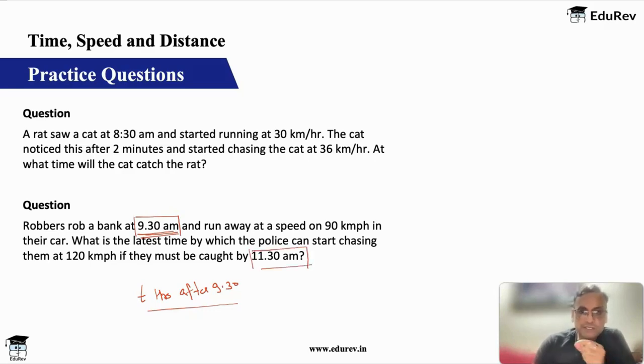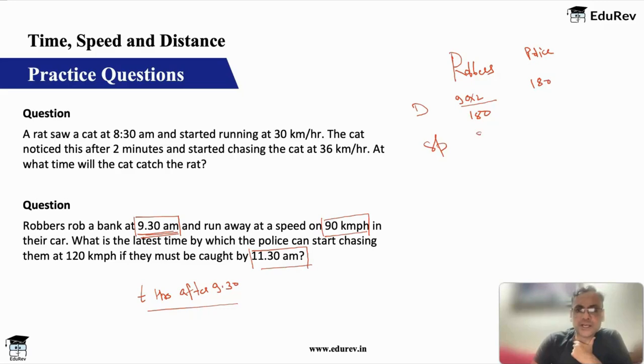That means they have run for 2 hours at a speed of 90 kilometers per hour. So the distance covered by the robbers is 90 into 2, which is 180 kilometers. Police has to cover the same distance, 180 kilometers. Speed of robbers is 90, speed of police is 120. So time for the police is 180 upon 120, which is 3 by 2. Okay, so they need 1.5 hours.